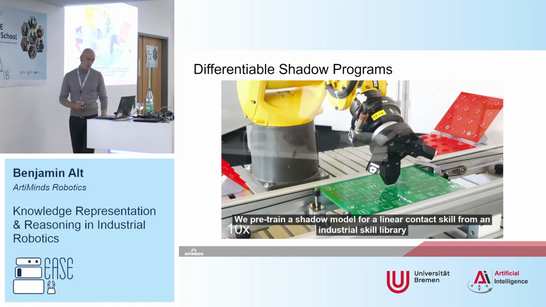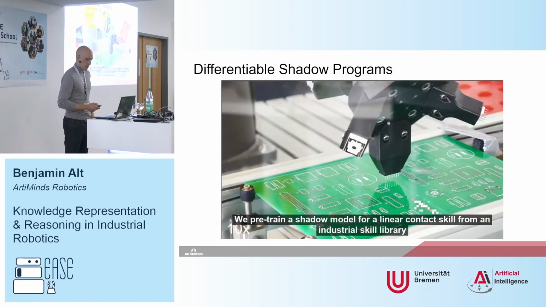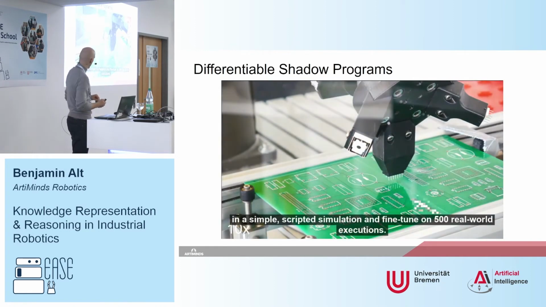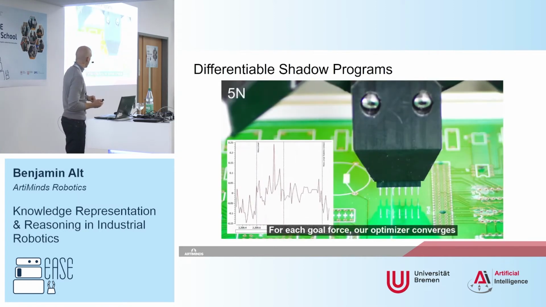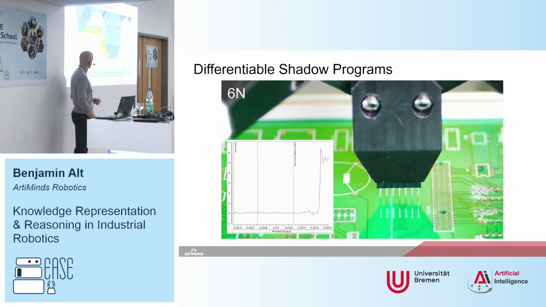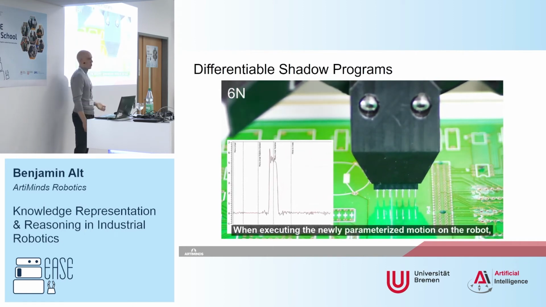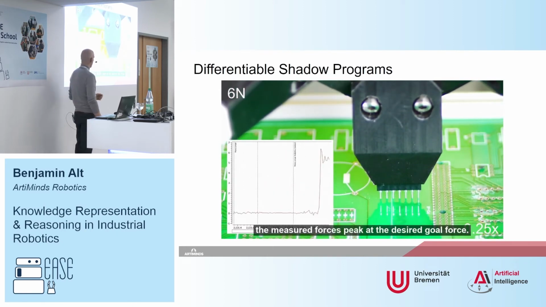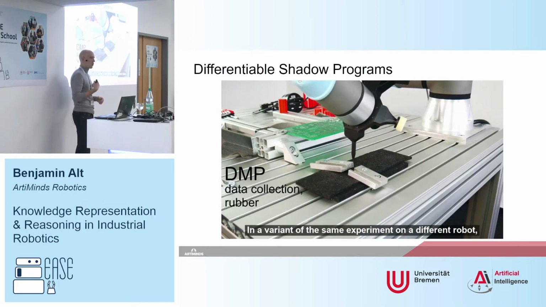which is pretty cool. And here you see the video for this. So we collected training data by just hitting a PCB a few times. And then here you see if we set 5 newtons, we actually hit 5 newtons. If we say 6 newtons, well, we actually hit 6 newtons. So this is pretty cool. This way you can do very fast dynamic reconfiguration.